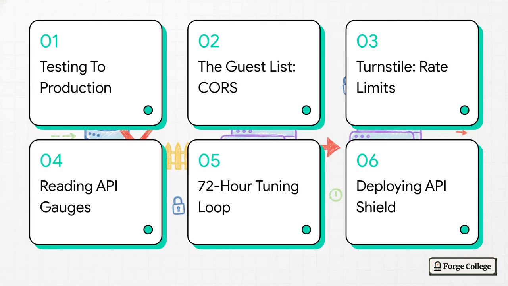Okay, let's dive right into this. Here is our engineering schematic for today. 1. From testing to production. 2. The guest list, CORS. 3. The turnstile, our rate limiting. 4. Reading the API gauges. 5. The 72-hour tuning loop. And 6. Deploying your API shield.